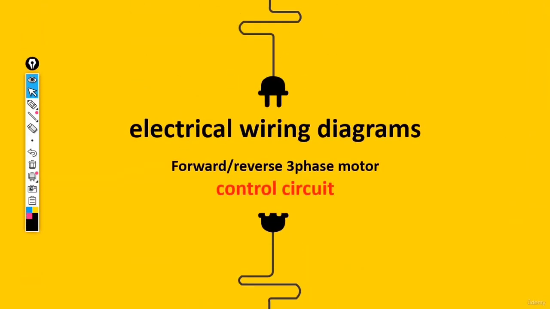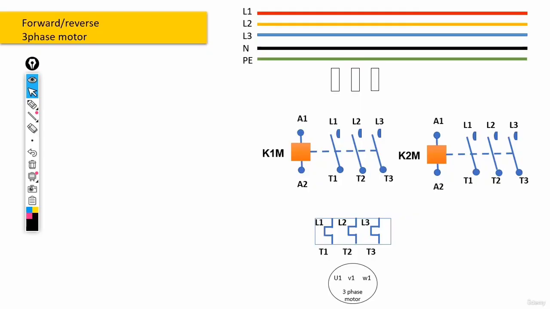All right, everyone, welcome back. In our previous session, we saw how a forward-reverse motor power circuit works, and today in this session, we're going to go through their control circuits. But before we start doing that, let me add some more equipment to the power circuit that we have. Equipment such as fuses, as well as an overload relay.